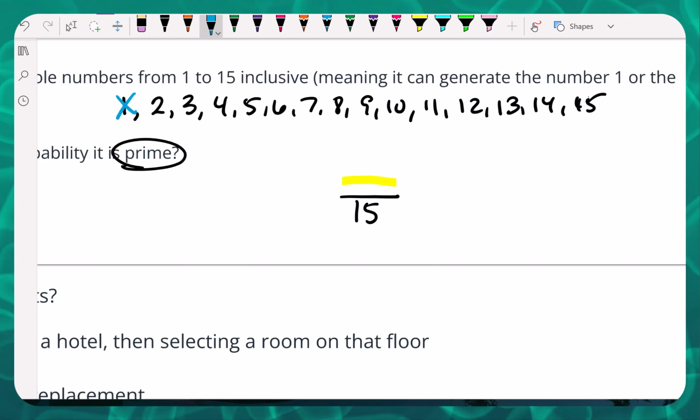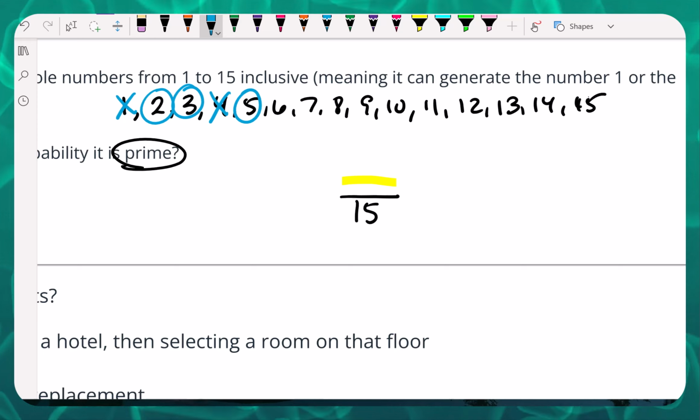So 2 only has 2 factors. It's 1 times 2. So that's prime. 3 is 1 times 3. Now 4, I'm going to mark it out because it's 1, 2, and 4. 5 is prime because 1 times 5, that's it. 6 is composite because it's got a 1, a 2, a 3, and a 6. So do you see what I'm doing here?